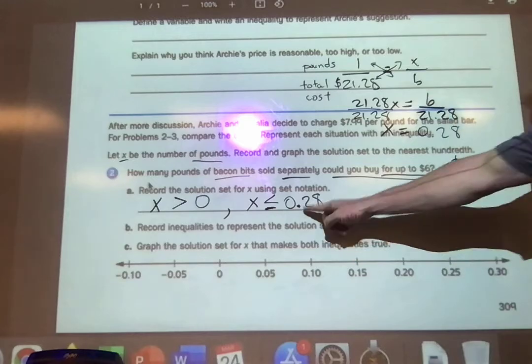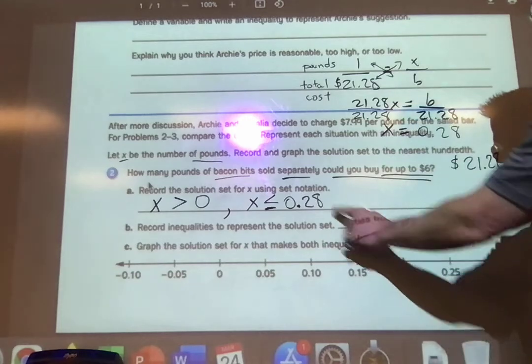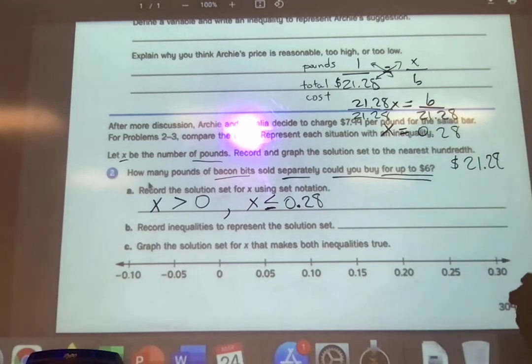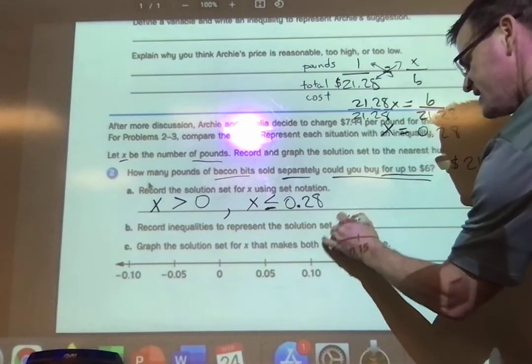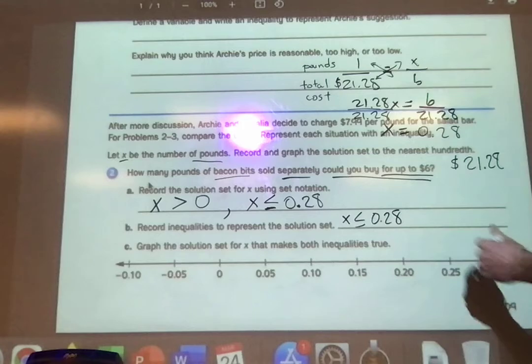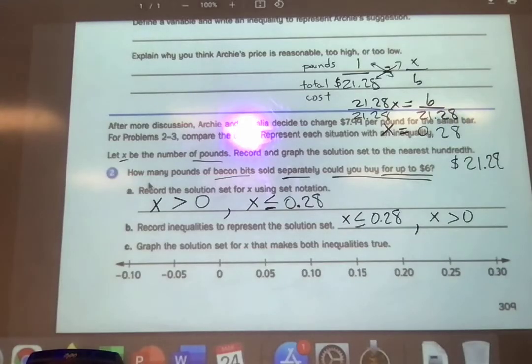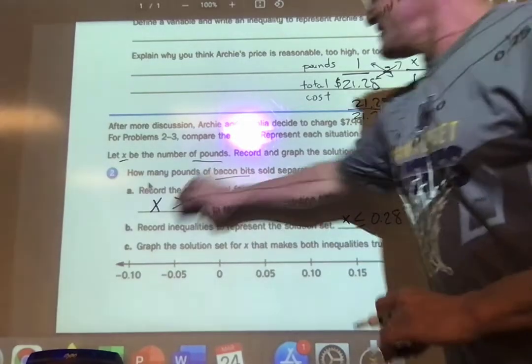Okay, so we're supposed to record the inequalities. They wanted the solution set here. I kind of already did the inequalities here, but I'll get that here in a second. But to record the inequalities, we would say here x has to be less than or equal to 28 cents. Let's do the inequalities. I'll move it down here. 28 hundredths. X is less than or equal to 28 hundredths. And at the same time, remember, x has to be greater than 0 because you can't buy 0 or negative pounds of something.